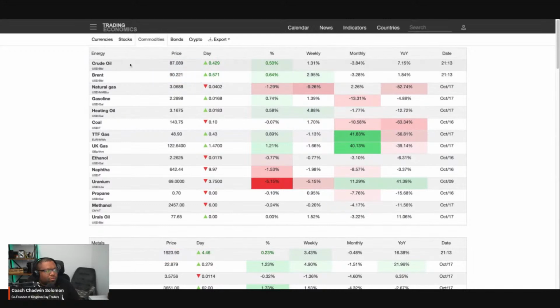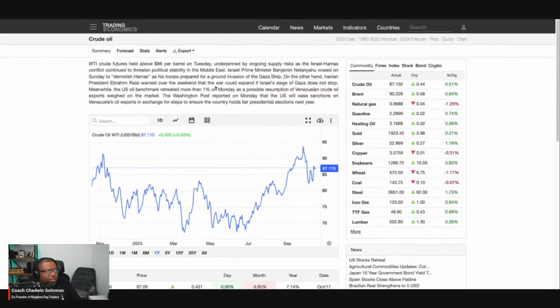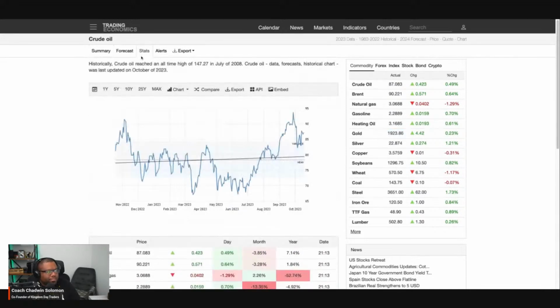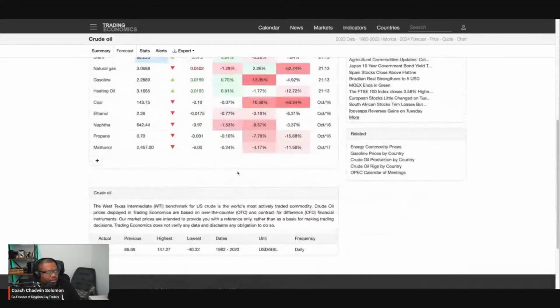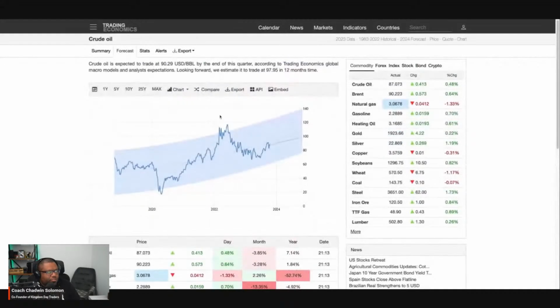And you can see what's currently going on with it. Click on it, right? Gives you the chart, some information, what's happening at the moment. You can look at some stats over here. You look at some forecasts over here. I hope you like that. Forecasts, right? You can even export it as well.